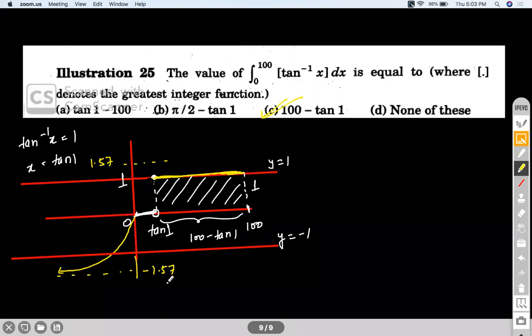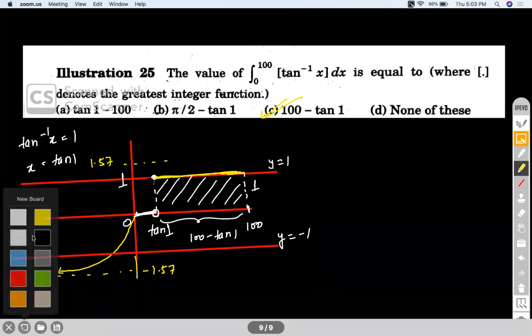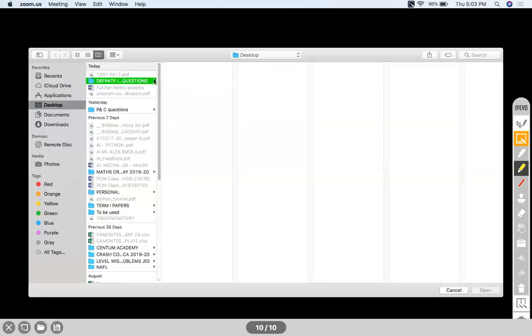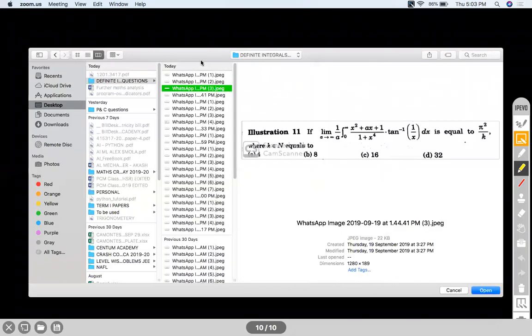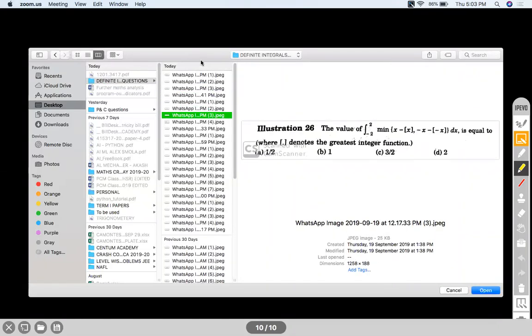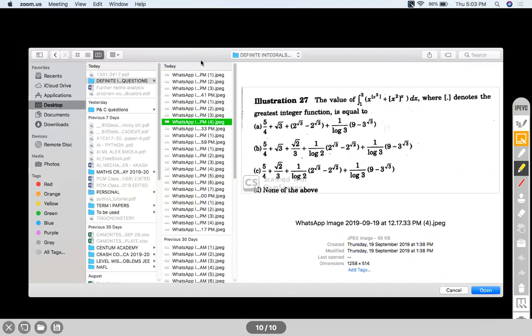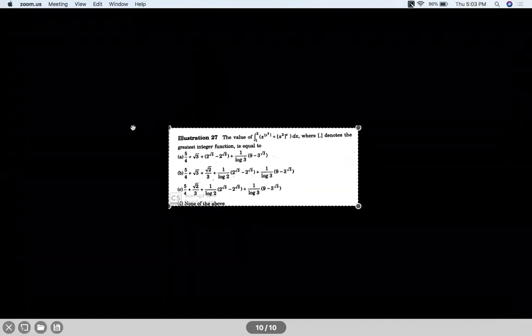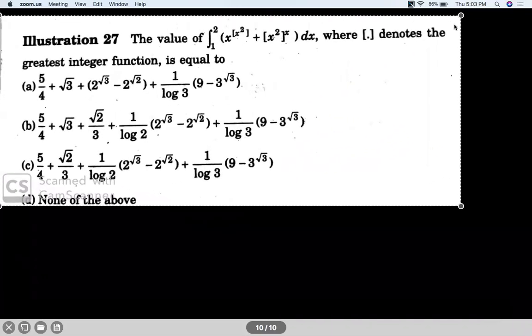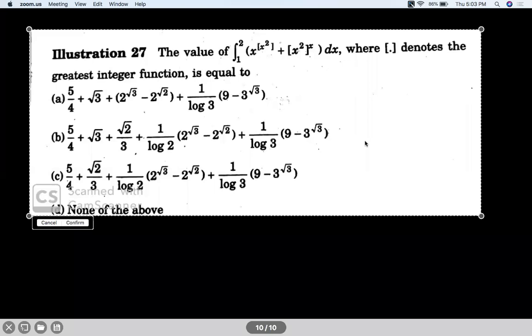So try to approach this question from a graphical point of view. Let's try another one. Integration of x to the power GIF of x square plus GIF of x square to the power of x, from 1 to 2.